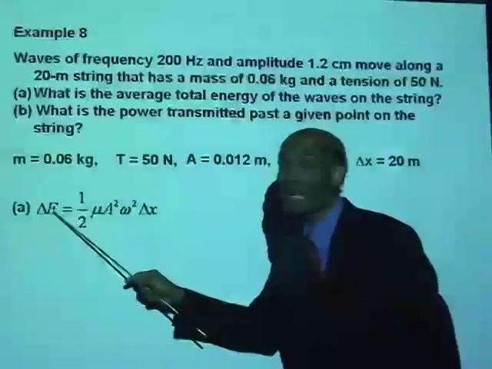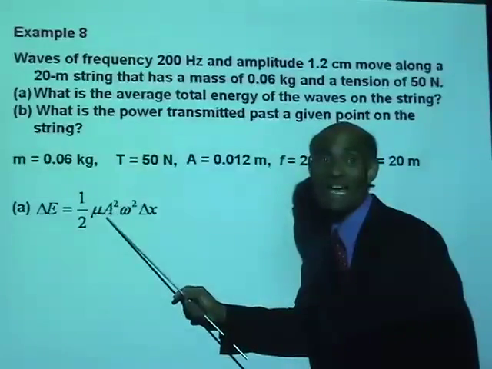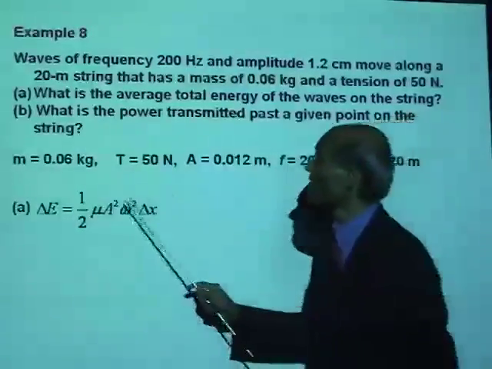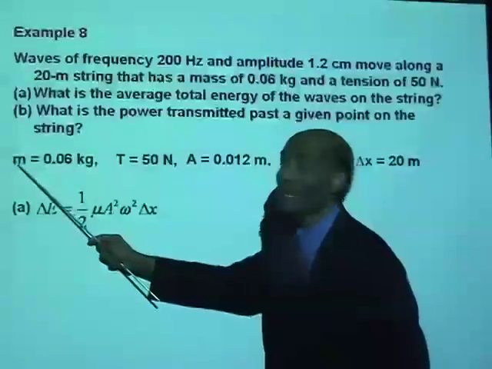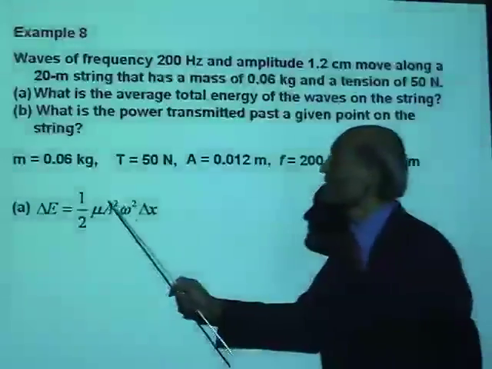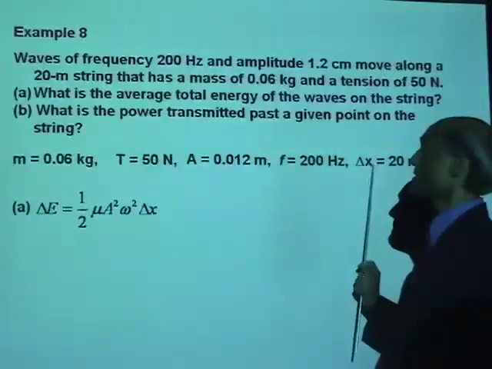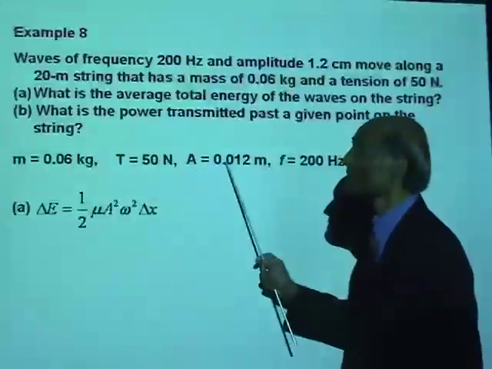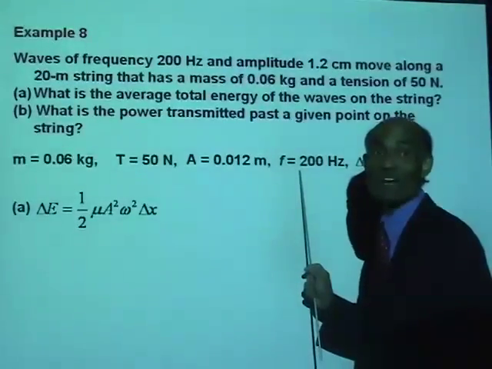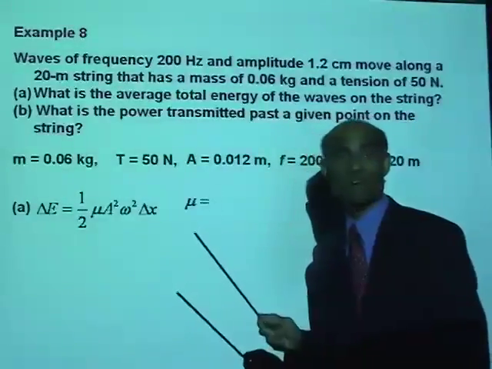Okay, now delta E, the energy transmitted, is 1/2 mu A squared omega squared delta x. Alright, what do we have? Mu, you have the mass of the string, you have the length of the string. Can you calculate mu? Mu is mass divided by the length. The amplitude is given to us. Omega can be calculated from the frequency value, and delta x is given to us. So let's get these values.